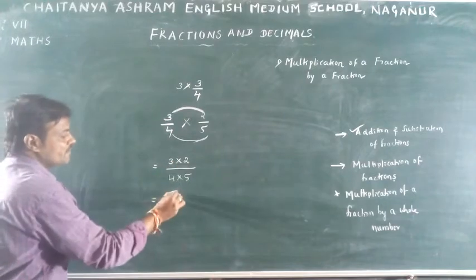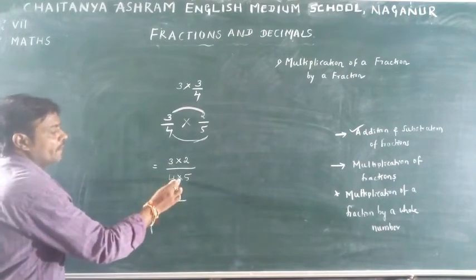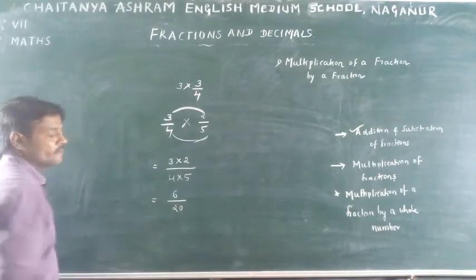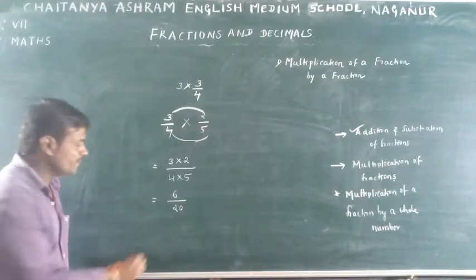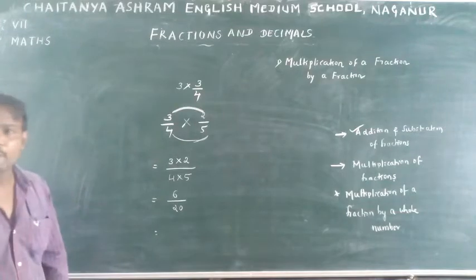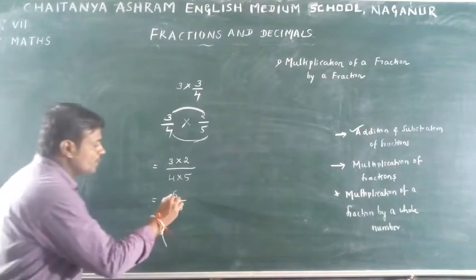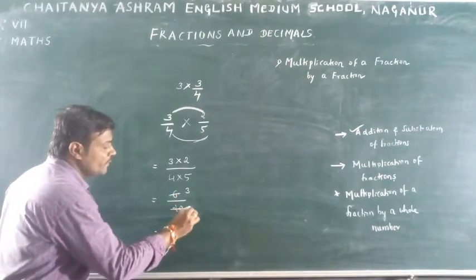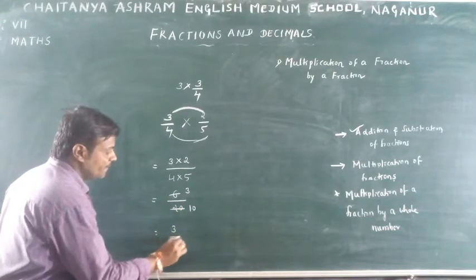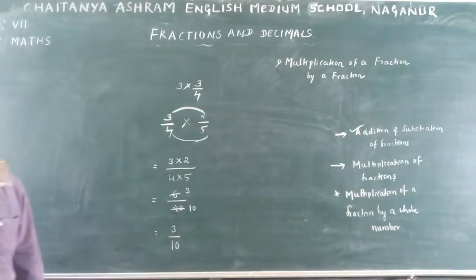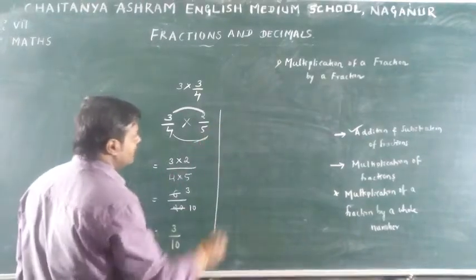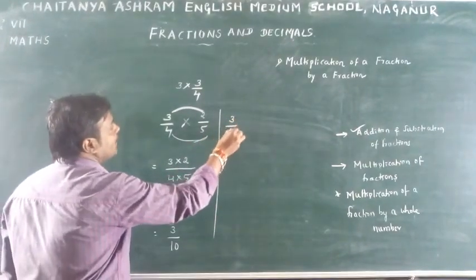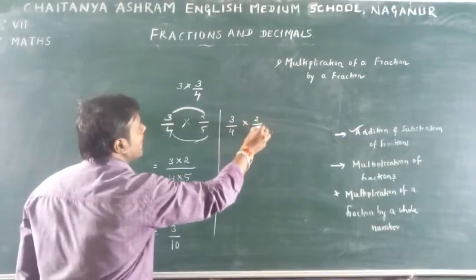3 twos are 6, 4 fives are 20. Yes. So try to cancel it. Both are divisible by 2. 2 threes are 6, 2 tens are 20, so 3 divided by 10. Yes or no? Or we can do it in another way, that is 3 by 4 into 2 by 5.